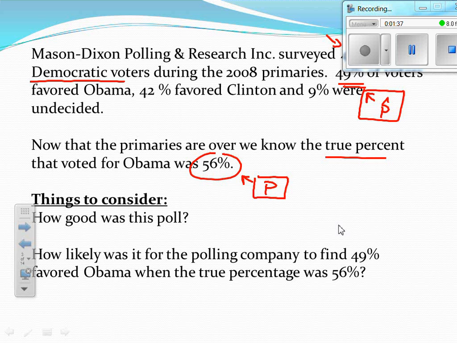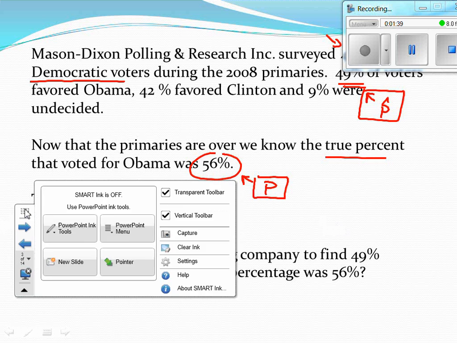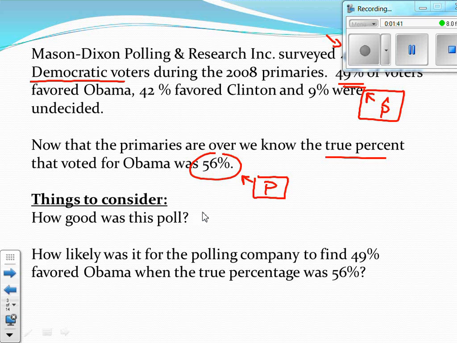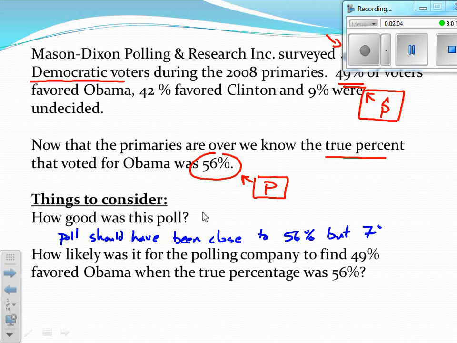So what we're going to start to look at is how good was that poll. They were 7 percentage points off, right? The poll should have been close to 56%, but we're 7 percentage points off. The question for us is, at 7%, is that a big deal?